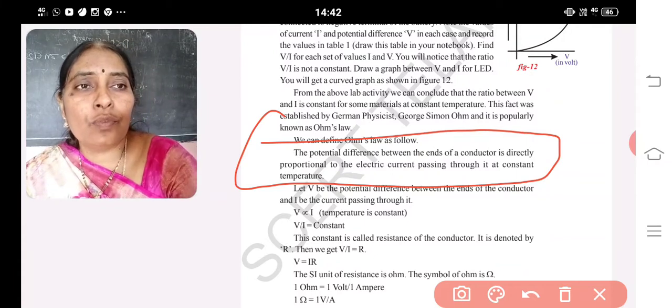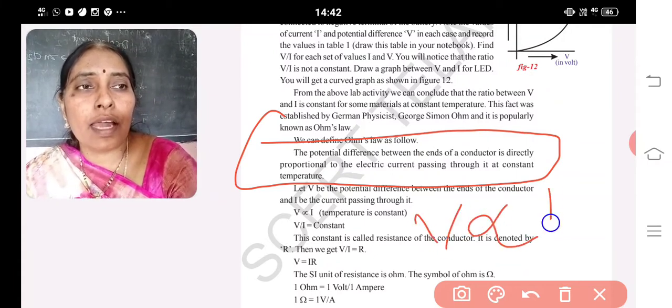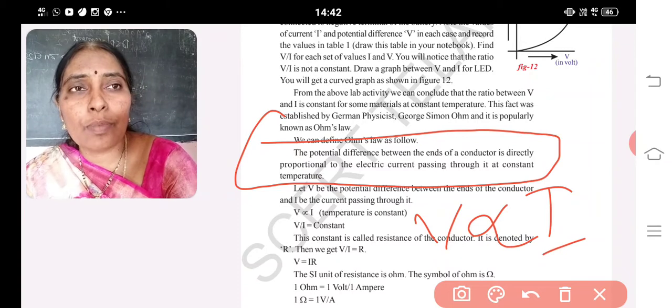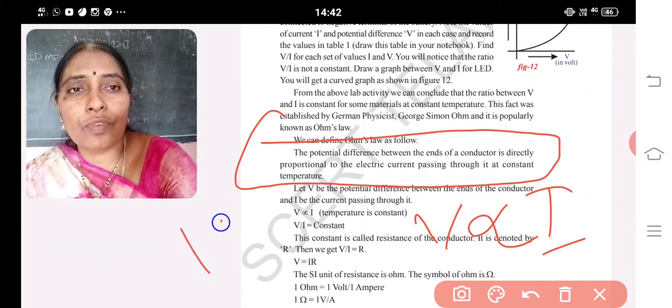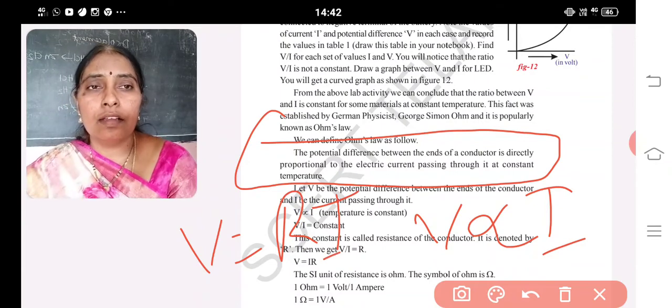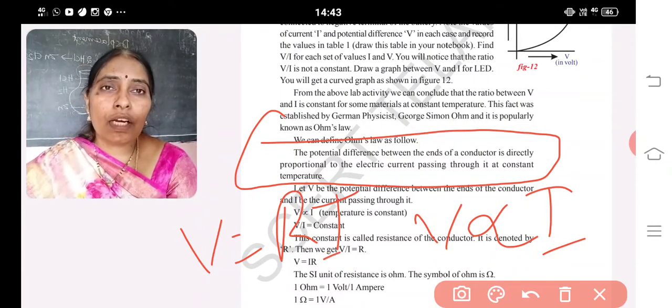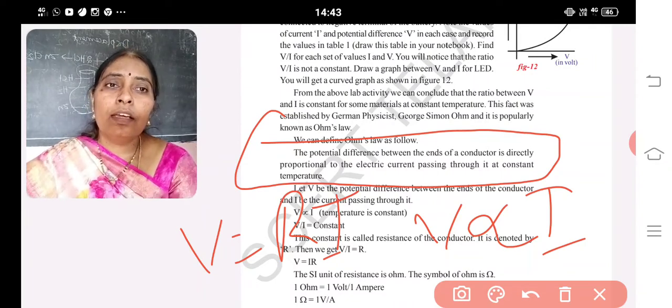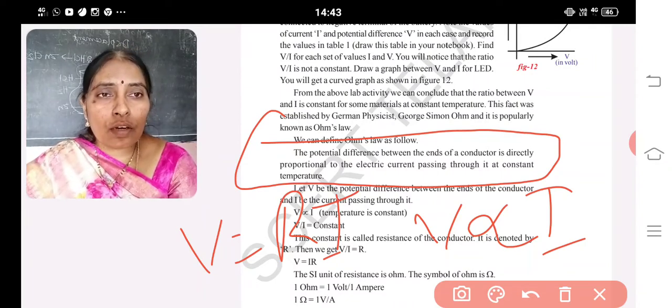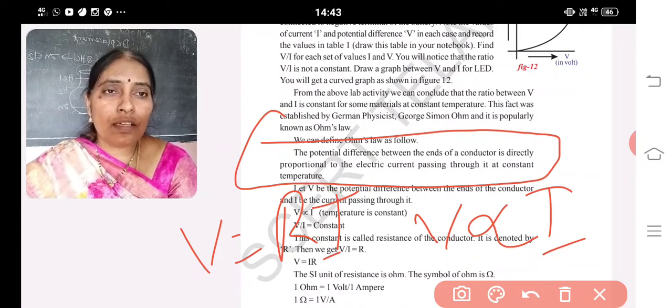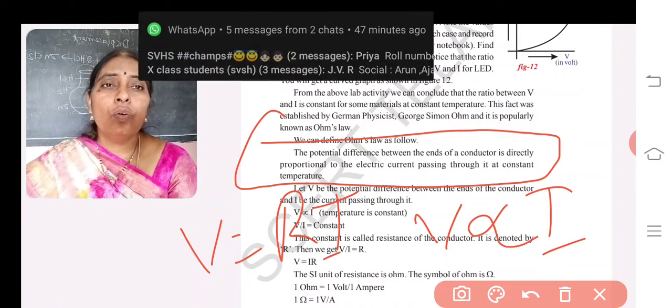Potential difference means V. V is proportional to I. To remove this proportionality symbol, we need to introduce a constant, that is V equals IR. What is R? R is called the resistance of the conductor. And what is the unit? The unit of resistance is ohm, and the symbol is Ω.